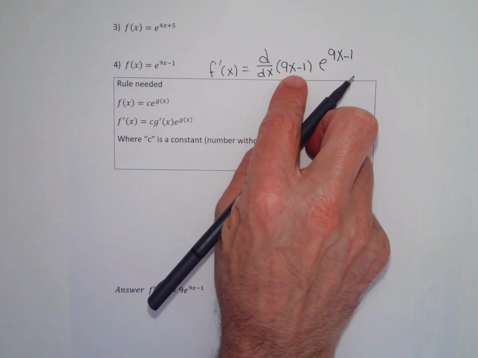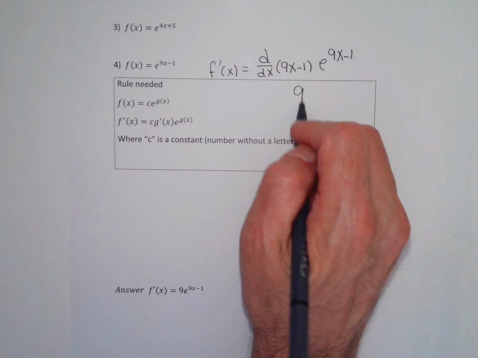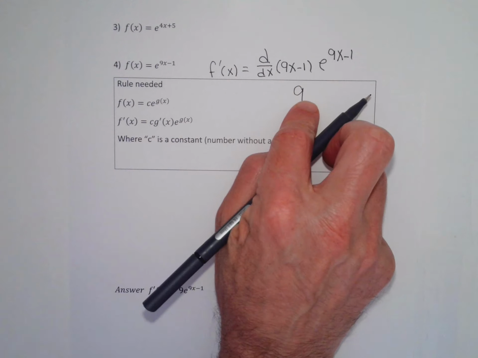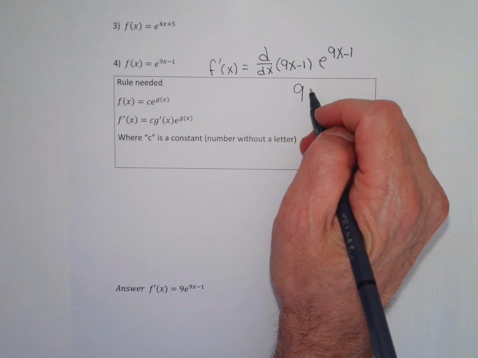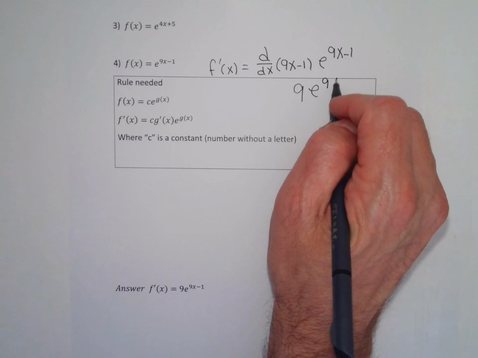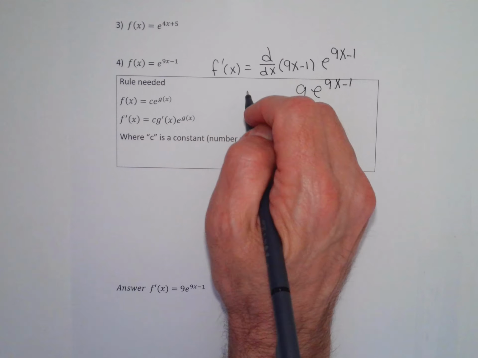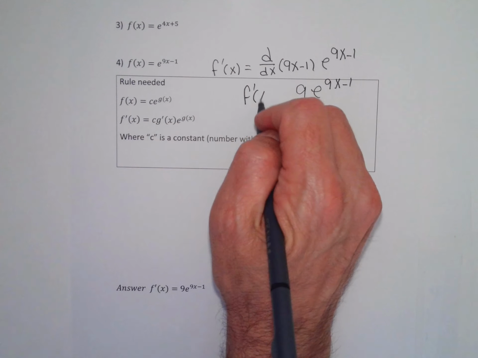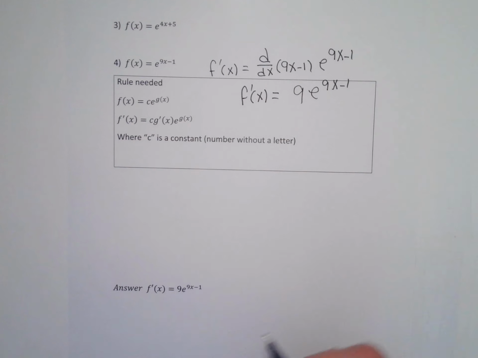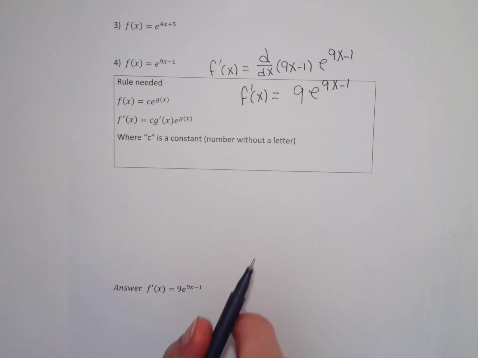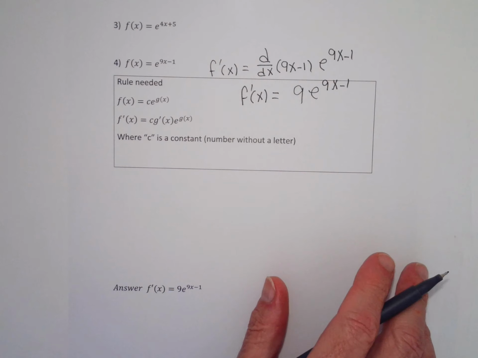Well, the derivative of 9x is 9. The derivative of minus 1 is 0, so the derivative of the exponent is just 9. And the e function doesn't change when we're doing e derivatives. So in problem 4, the derivative is 9 times e to the 9x minus 1. We don't subtract 1 from the exponent when we're doing e derivatives.